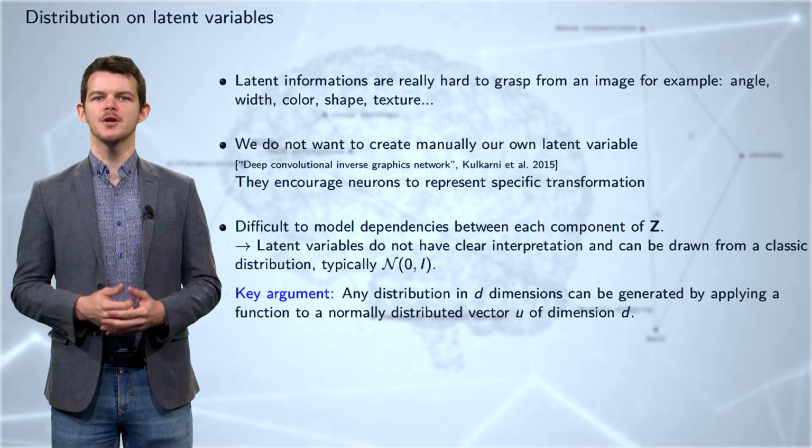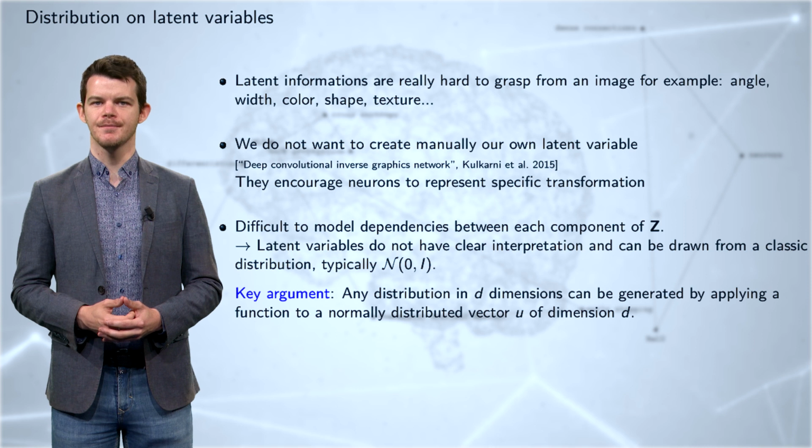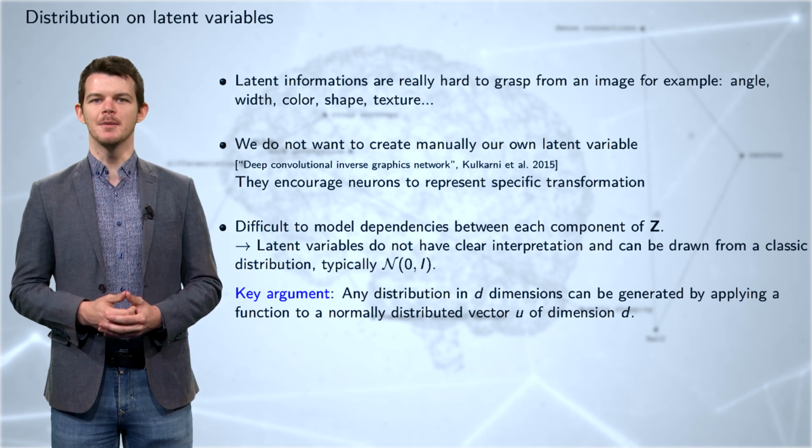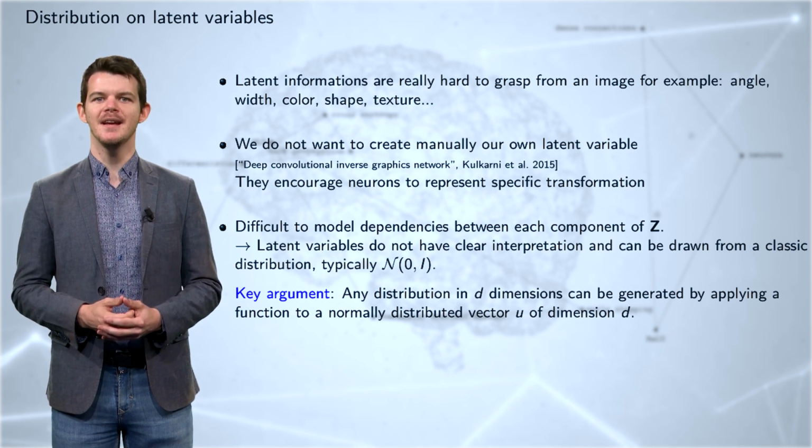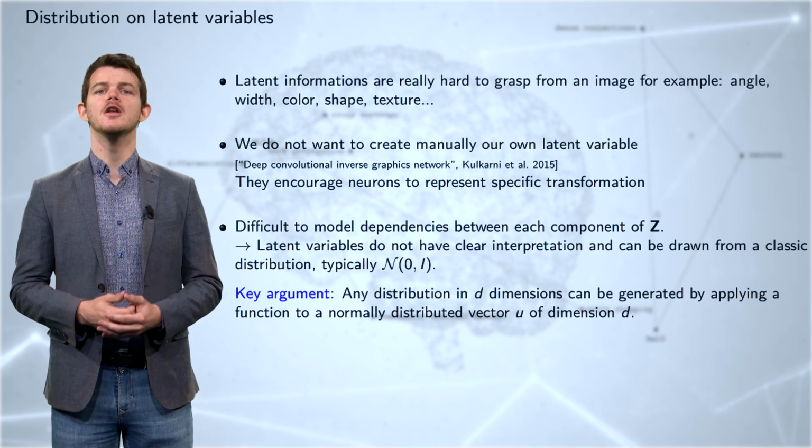There is a key argument to choose a Gaussian distribution. Any distribution in d dimensions can be generated by applying a function to a normally distributed vector u of dimension d. So any distribution can be created based on a normally distributed vector. Can you prove it? You can pause the video.